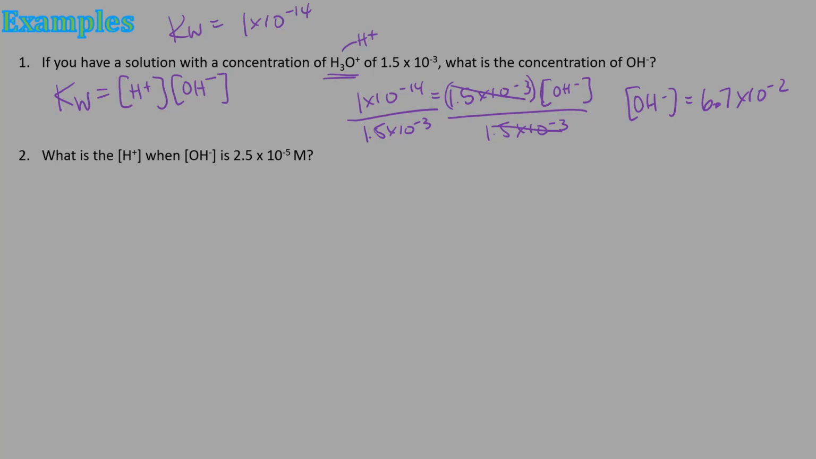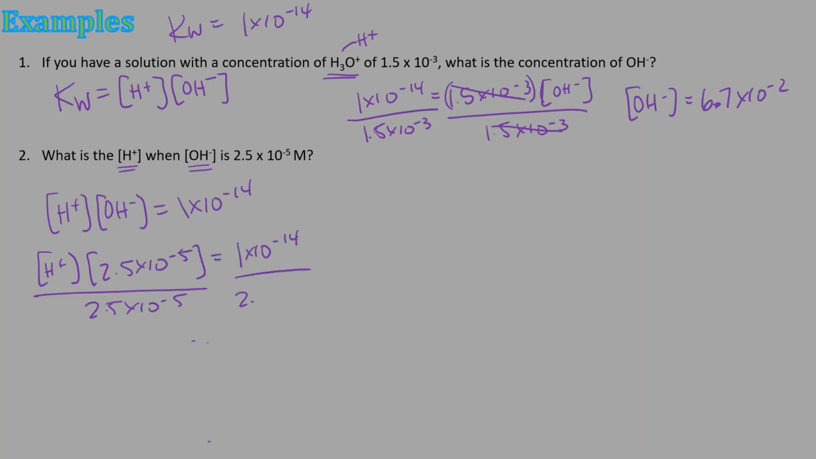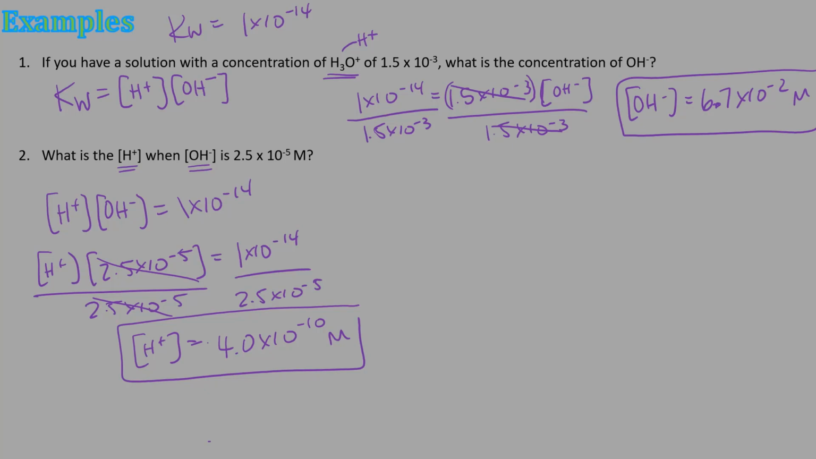All right, and then what is the H plus when we have the OH here? Just going to plug everything in. My OH is 2.5 times 10 to the negative 5th. And this equation is on your formula chart in case you can't remember it for some reason. You can't remember the KW, you can find it. So that's basically it, guys. It's just using that equation to go back and forth between hydrogen and hydroxide.